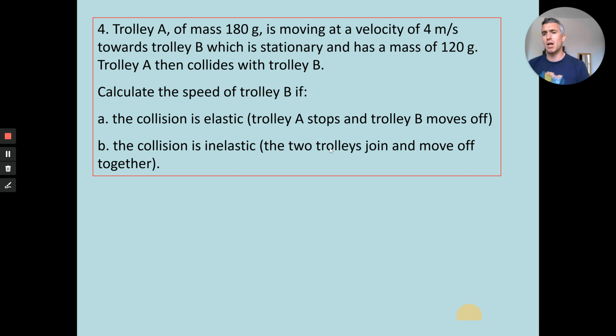Question 4. Trolley A of mass 180 grams is moving with a velocity of 4 meters per second towards Trolley B, which is stationary and has a mass of 120 grams. Trolley A then collides with B. Calculate the speed of Trolley B if the collision is elastic, Trolley A stops and Trolley B moves off, or the collision is inelastic, the two trolleys join together and move off. So you have two situations. Work out the momentum before, which is simple because one of them is not moving, and then the momentum after has to be that, but there's two situations. One, the momentum after is where only one is moving, or the momentum after is where they are both moving.